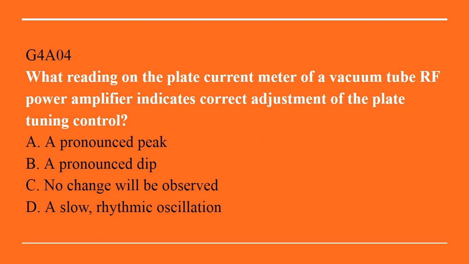G4A04. What reading on the plate current meter of a vacuum tube RF power amplifier indicates correct adjustment of the plate tuning control? A. A pronounced peak. B. A pronounced dip. C. No change will be observed. Or D. A slow rhythmic oscillation. Answer is B. A pronounced dip.